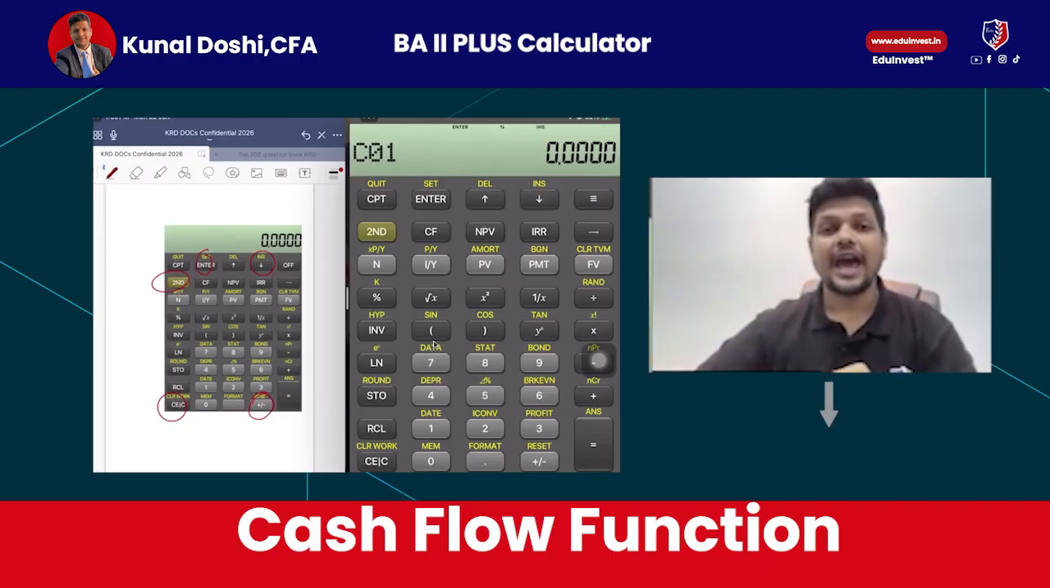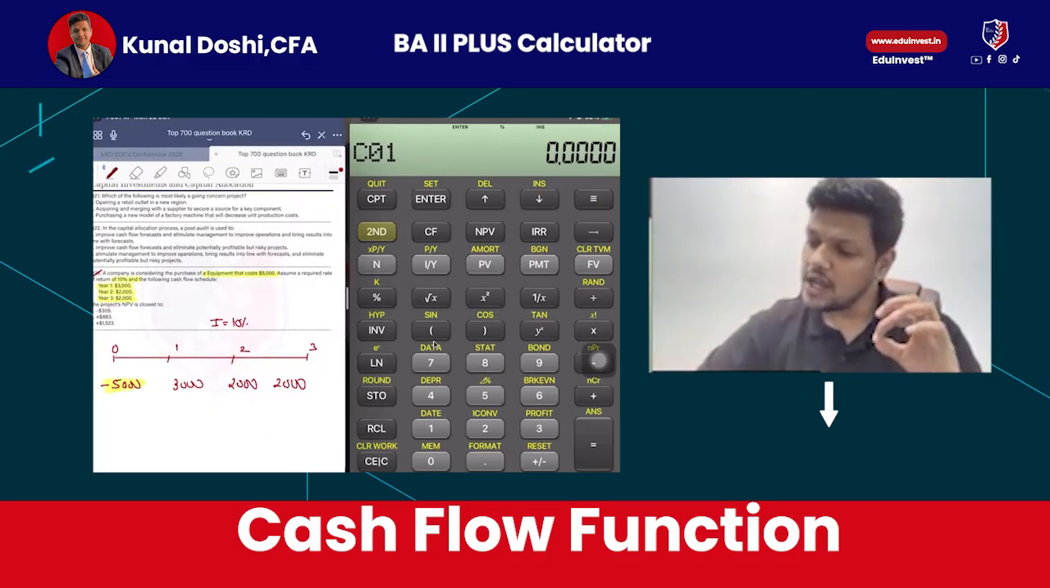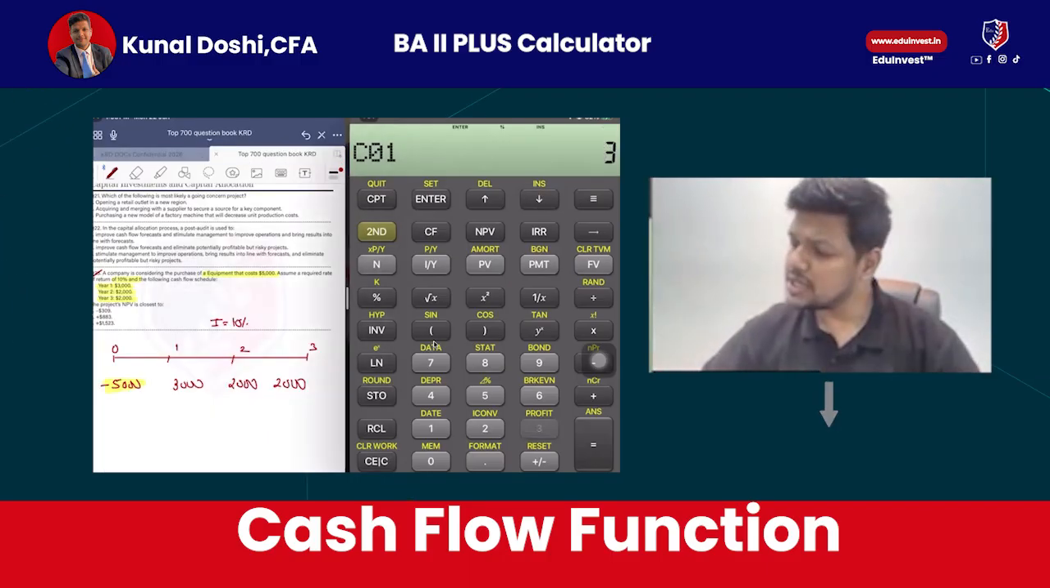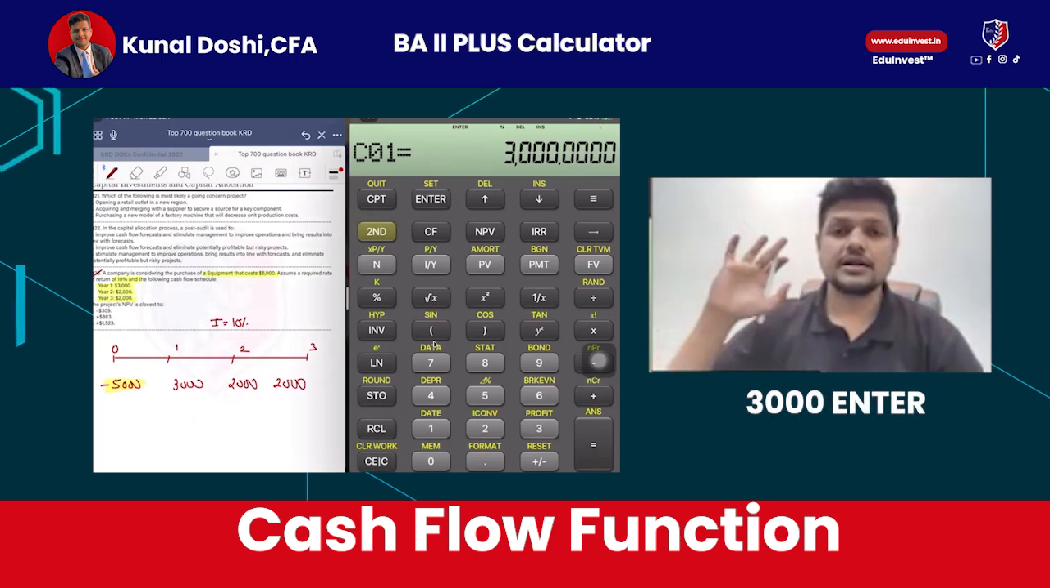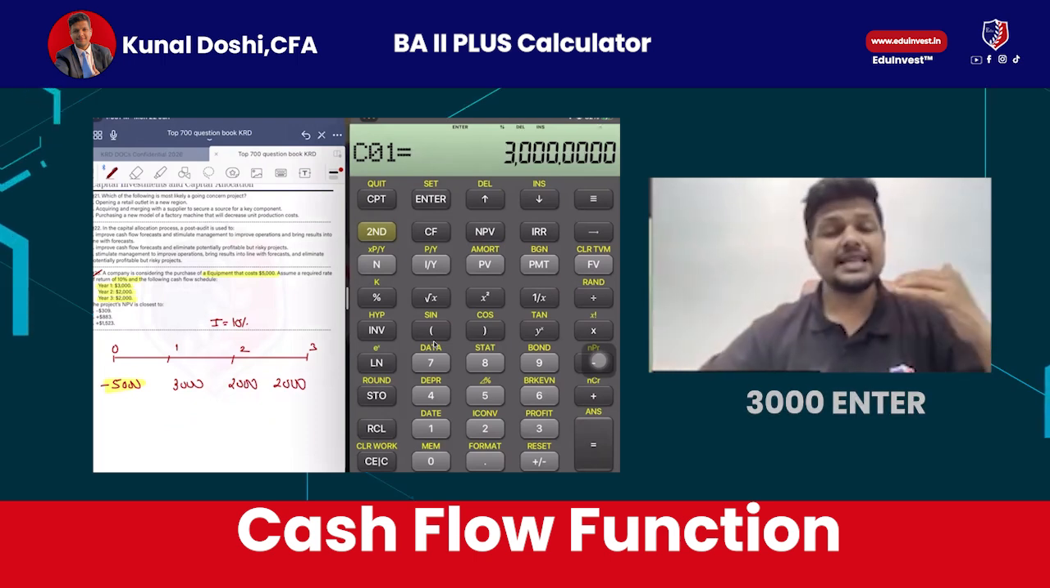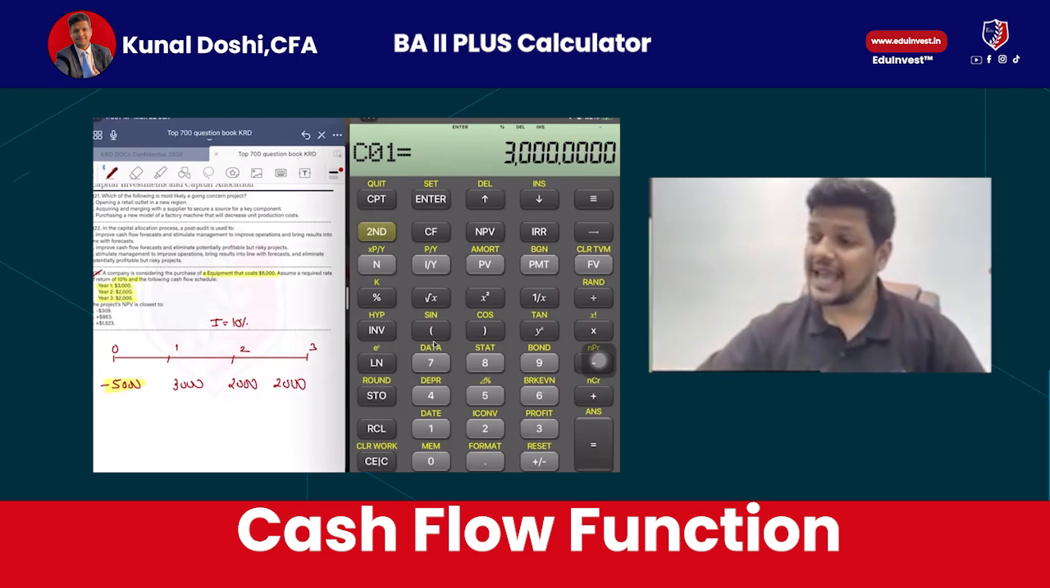Then you press down arrow. That is your cash flow in year 1, which is 3,000 positive. So I'll put 3,000 and enter. Correct? 3,000 and enter. Same way now I'll do that for the remaining cash flows.